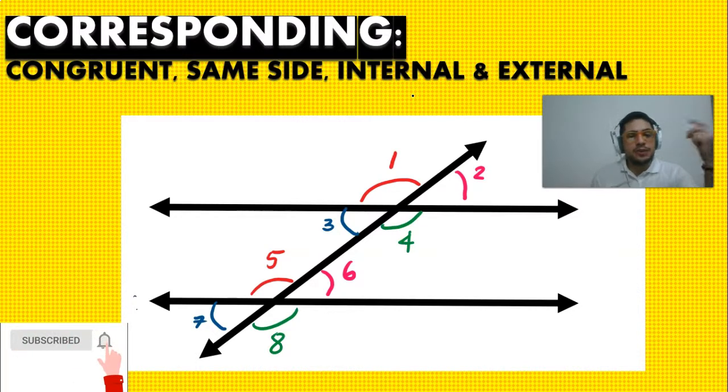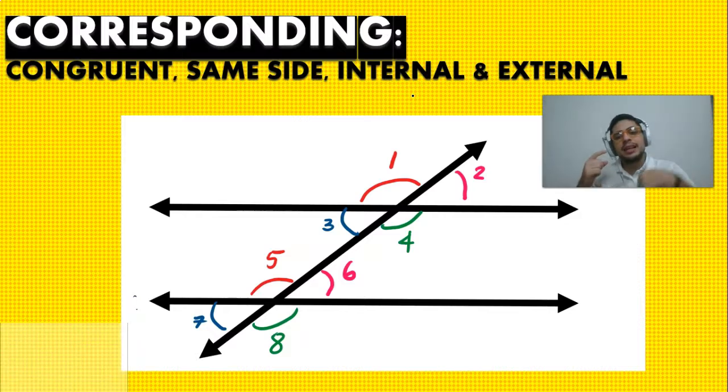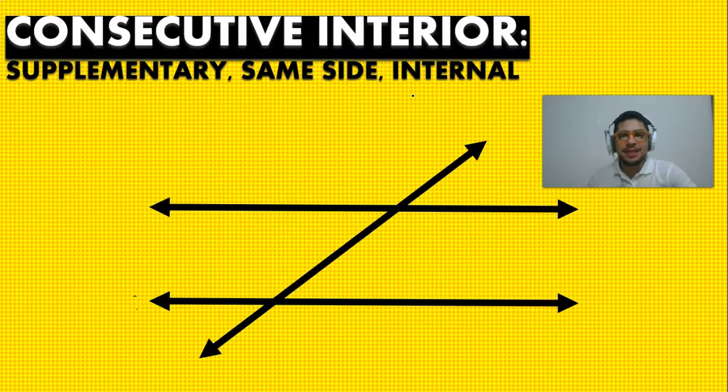So if they give you a value for 1, you automatically get the value for 5. If they give you 3, you know 7. If they give you 2, you know 6. If they give you 4, you know 8, because they are corresponding angles, okay?